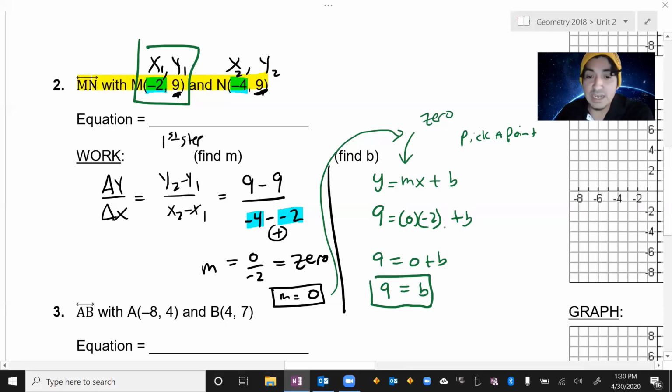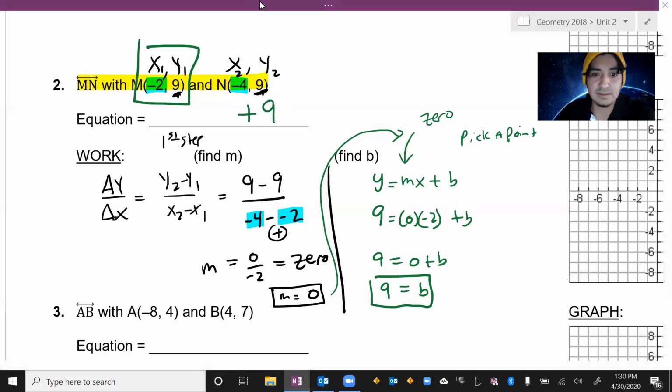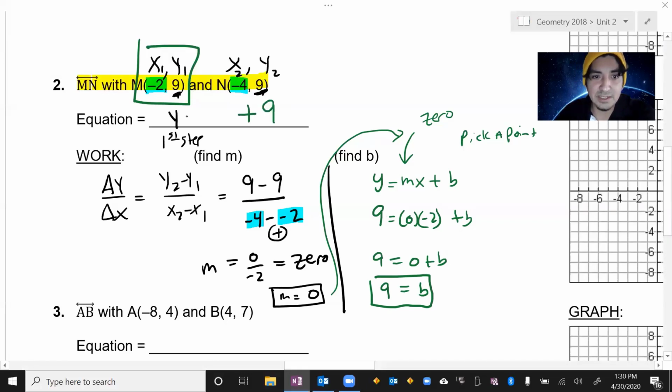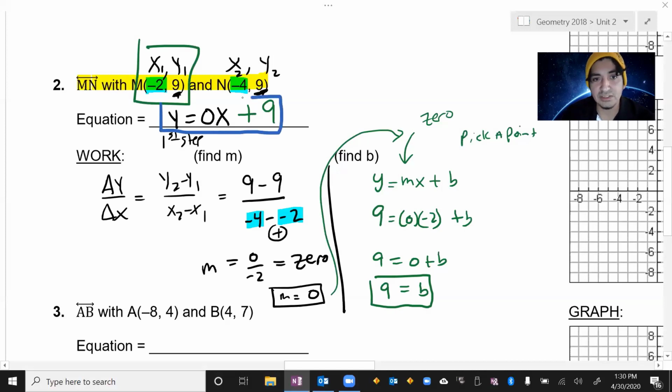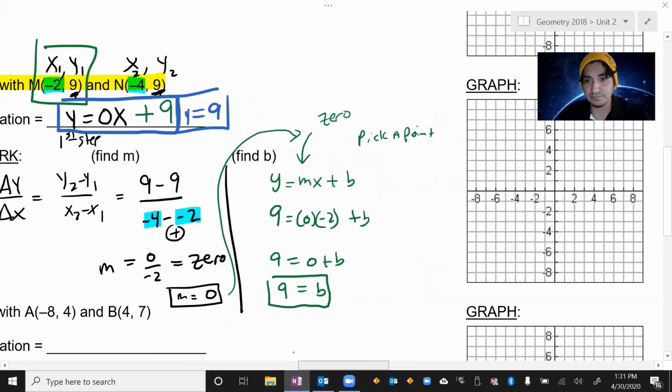Now, what you have to do from here is combine them. So I know I have plus 9. I know that I have y equals 0x plus 9. So initially, all this, I'm going to change colors, all this is your answer. But remember that that 0 is gone and turns that x into a 0 as well. So that means it's going to say y is equal to 9. So y is equal to 9.